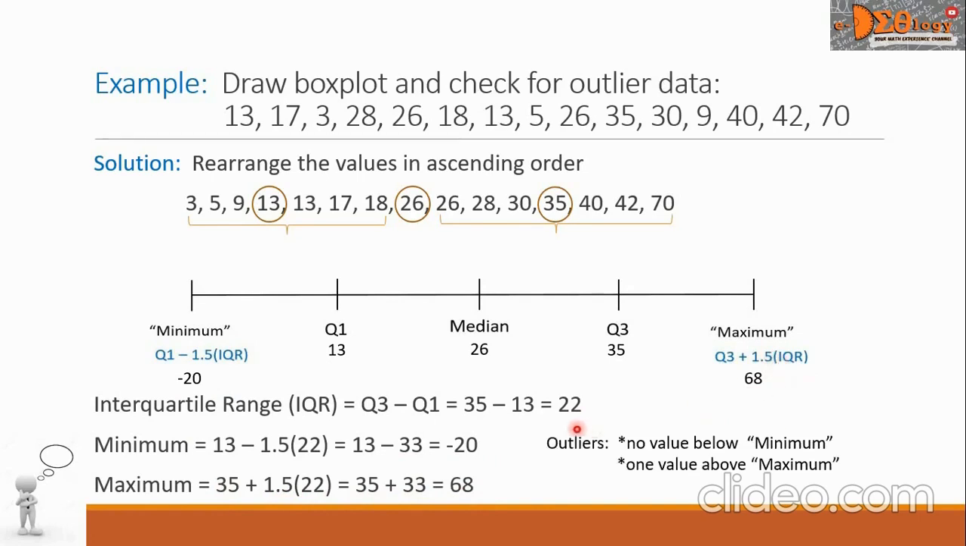Now, let us look for outliers. We can observe in our data here that there is no value below the minimum. Also, there is one value above the maximum, and we call that an outlier. That value is the number 70. Again, we say that this is our box plot and we have an outlier here. This is our final answer.